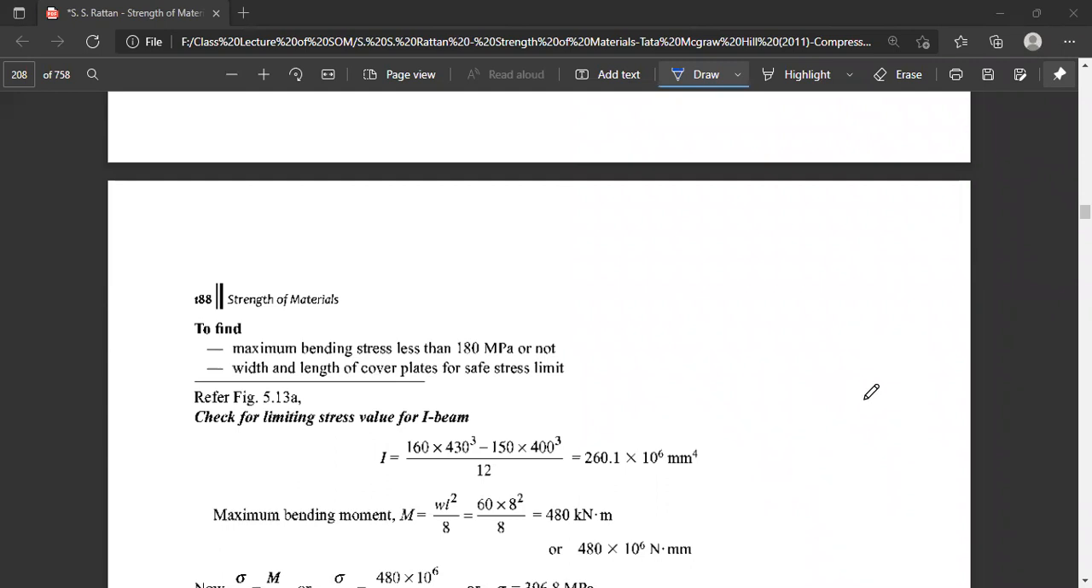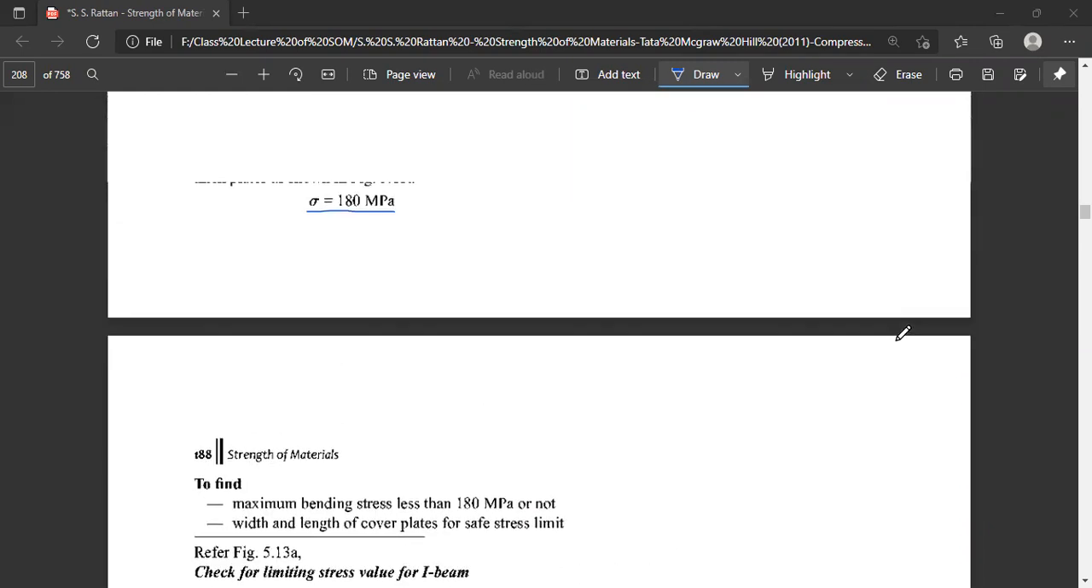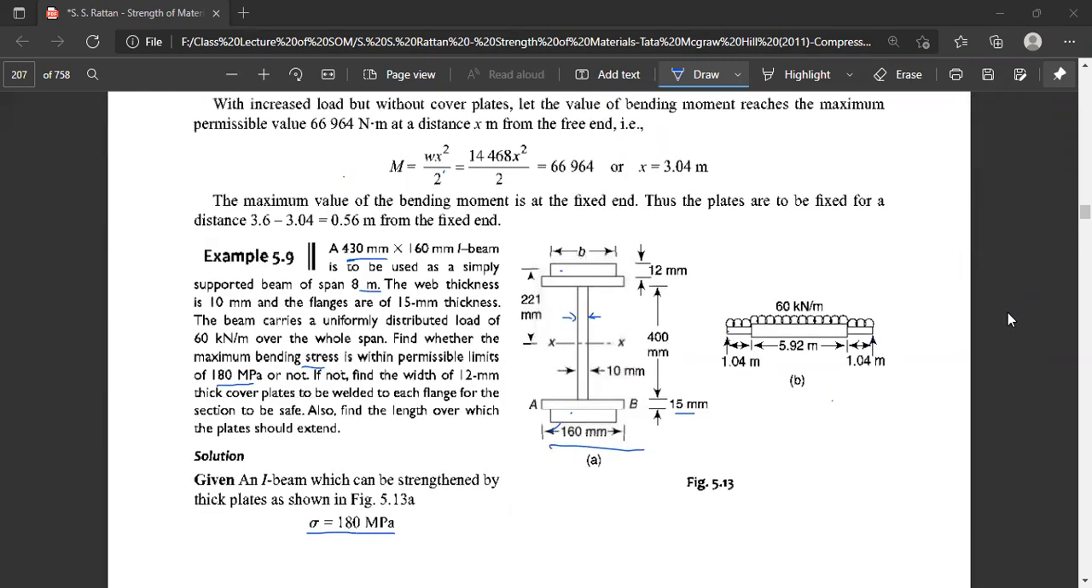we have to omit the remaining portion of the beam, which is not of rectangular shape, that is this portion as well as this portion. So the width will be 160 millimeter minus this flange width, meaning 150 millimeter, and the height will be 430 minus 15 minus 15, meaning 400 millimeter height.